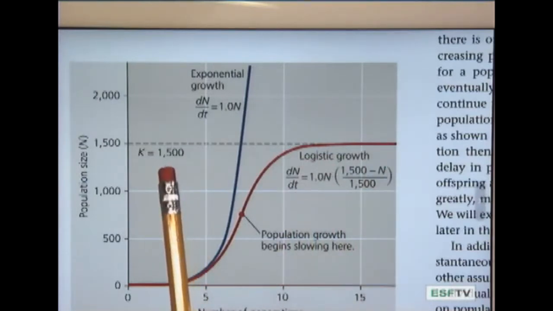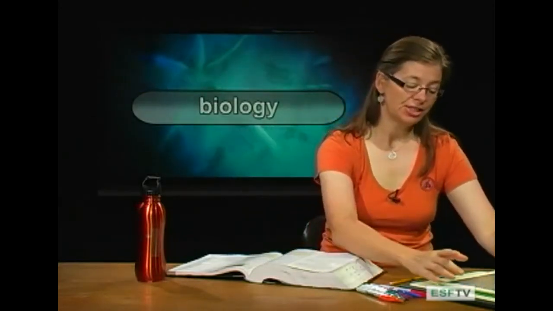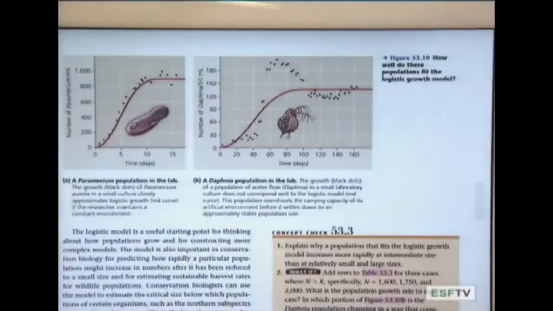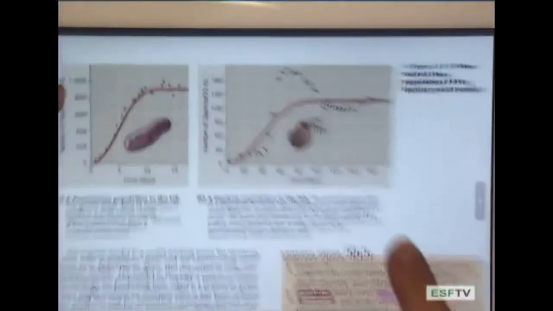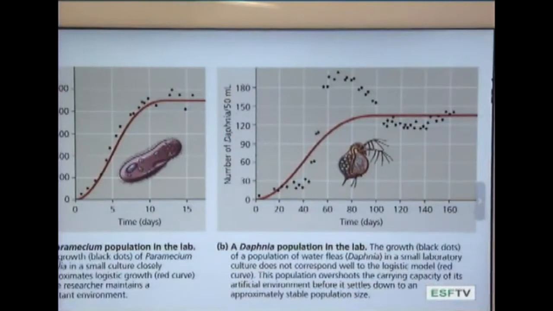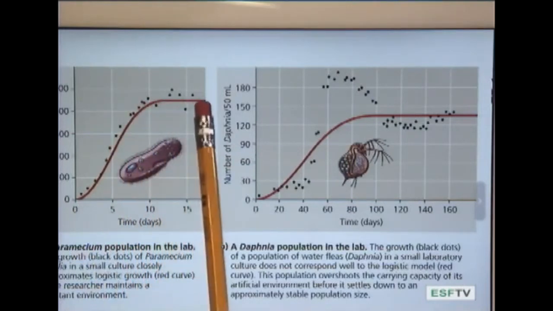When animals are reintroduced, it's a fantastic opportunity to look at whether the population is going to experience this exponential growth or logistic growth. There are several examples in the textbook of this. I think this is a lovely example here with Paramecium as well as Daphnia in the lab. Here with Paramecium, it was a beautiful following of this logistic growth curve.